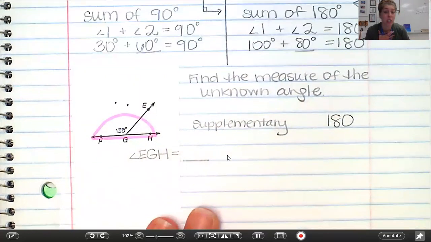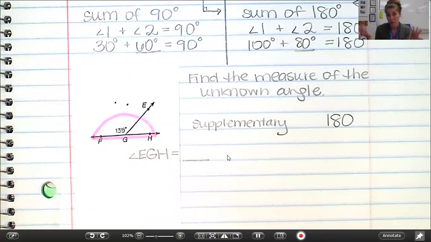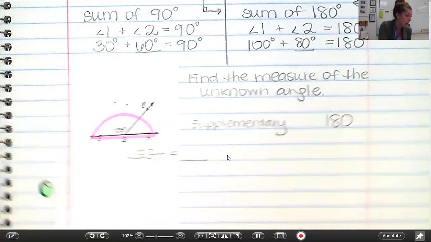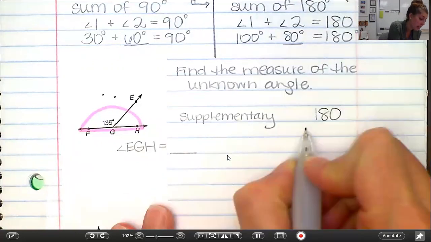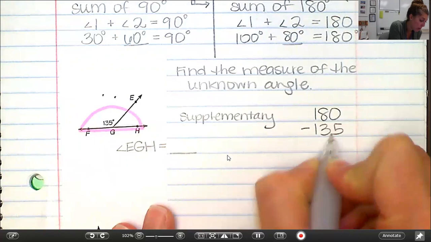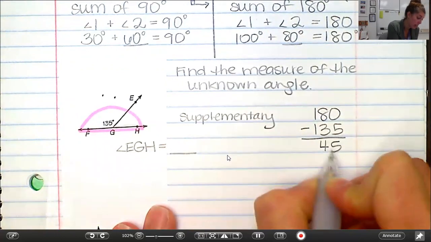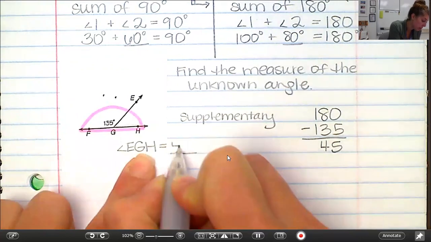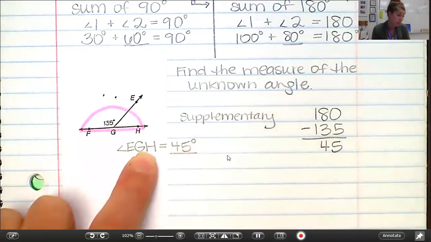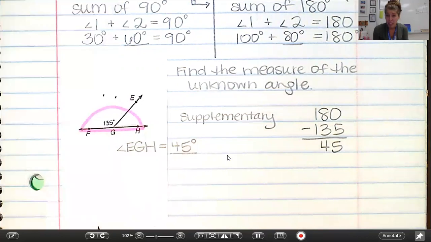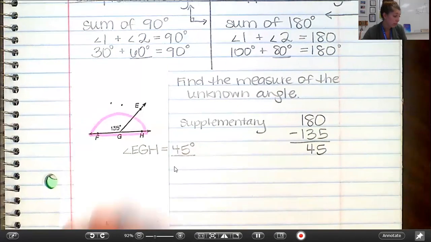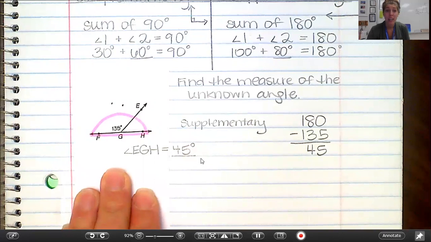I would typically solve this with an equation, but again, because we rearranged, we're going to go ahead and do it this way. Start with 180, take away my 135, and I find that angle EGH is a 45-degree angle. It's acute. I'm expecting it to be smaller than 90, so that is reasonable for an answer. Okay, you can always check reasonableness. And that's it for that one, right?